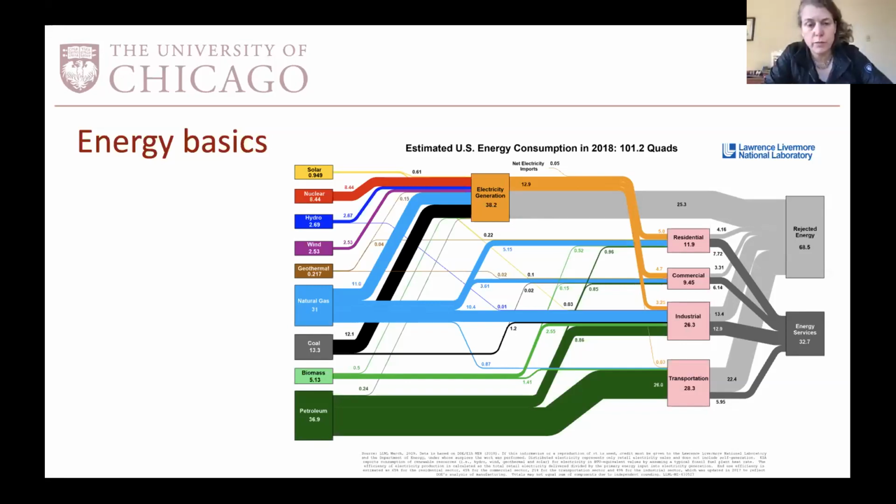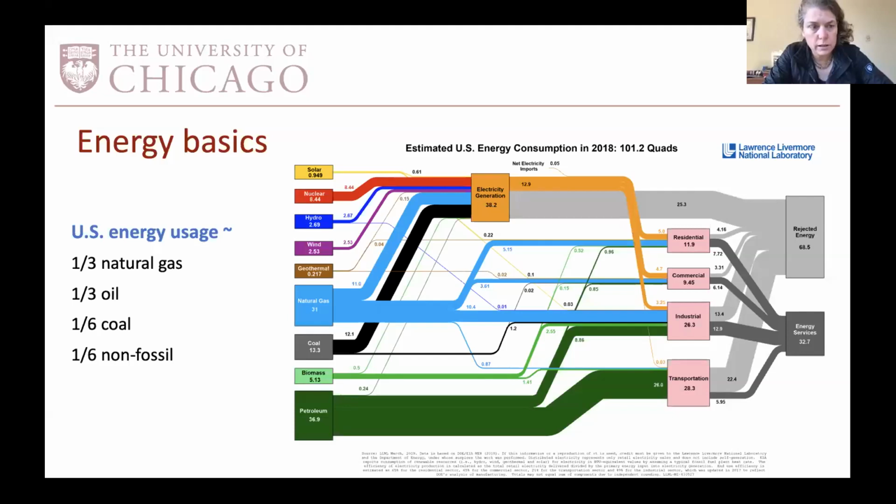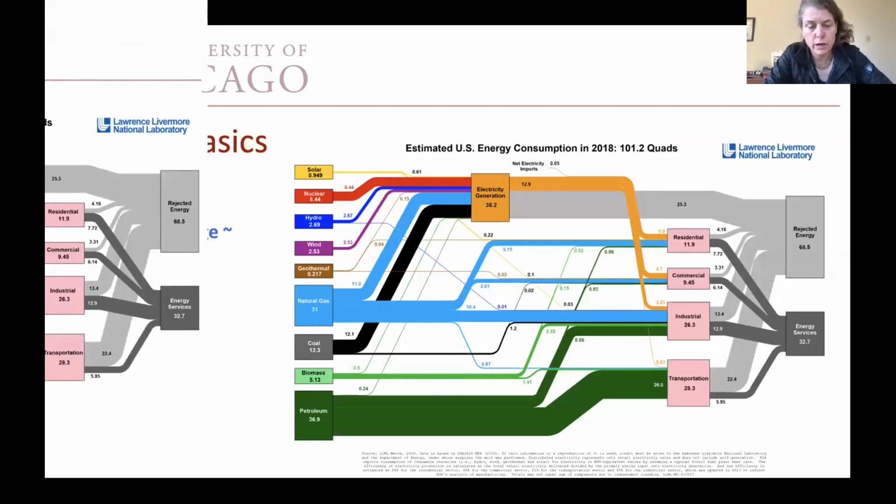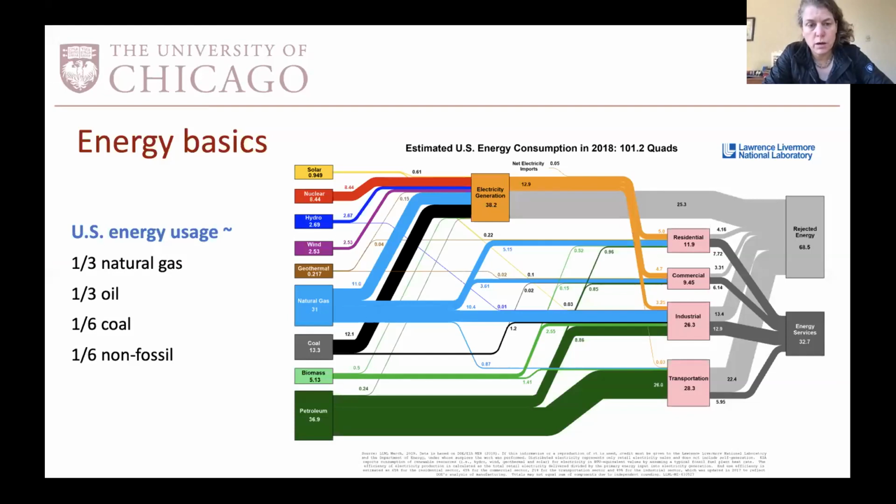So one of the things we learned from this is that a very large percentage of US energy use comes from fossil fuels. So about 1/3 comes from natural gas, about 1/3, that's the light blue here, about 1/3 comes from oil, about 1/6 comes from coal, that's gone down significantly, and then maybe 1/6 is non-fossil. That's pretty much the total. And then of that, we can see about 1/3 of all that energy use goes to making electricity. And that electricity is really very heavily going to residential and commercial. Almost all the oil goes to transportation.